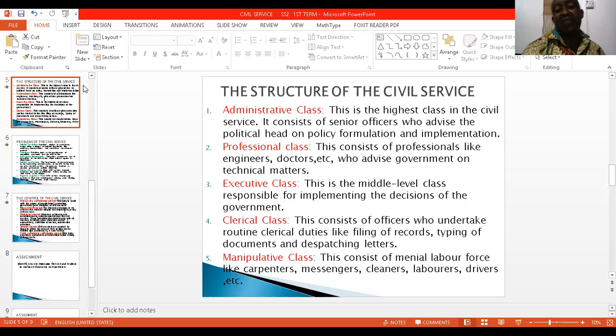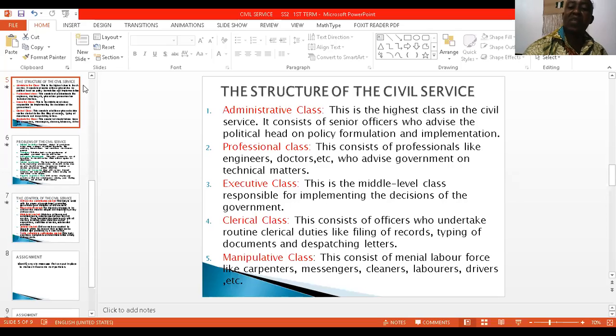So the civil servants within this cadre consist of senior officers who advise the political heads on policy formulation and what? Implementation. They advise them on what to do based on their experience, long years of service. Professionally, they have acquired knowledge that will help them to formulate good policies and programs that will help the government of the day to move forward. They even advise government on how to go about the formulation of policies.